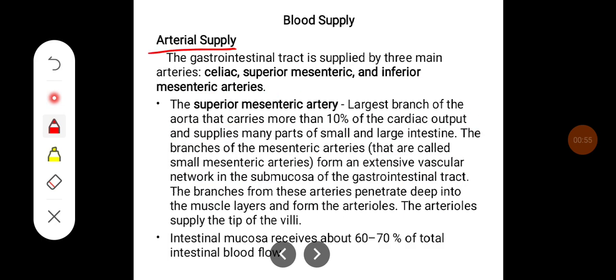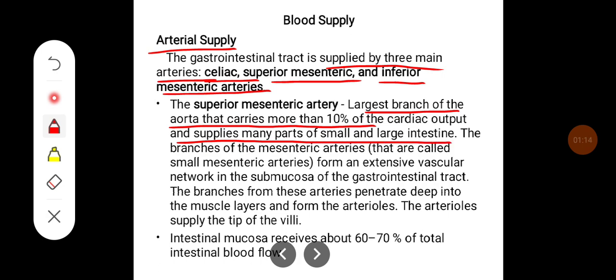Blood supply. The gastrointestinal tract is supplied by three main arteries: celiac, superior mesenteric, and inferior mesenteric arteries. Superior mesenteric artery is the largest branch of the aorta that carries more than 10% of the cardiac output and supplies many parts of the small and large intestine.